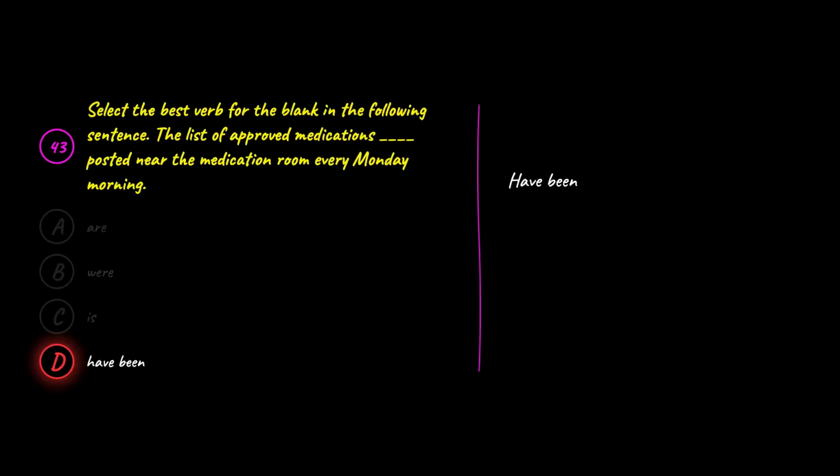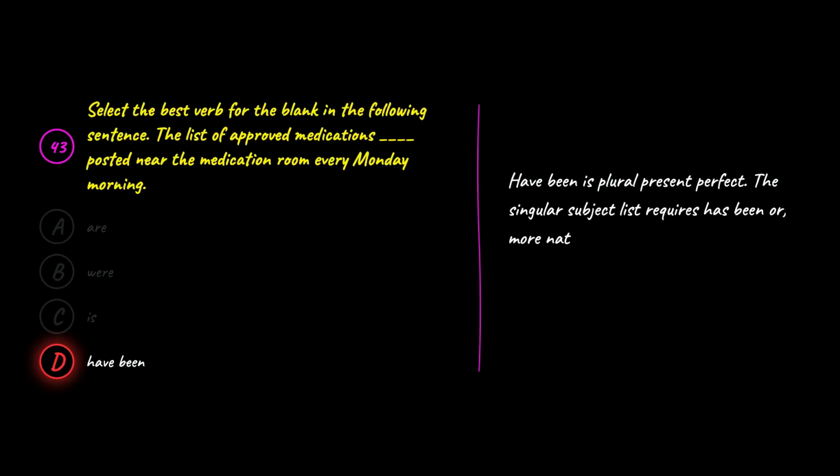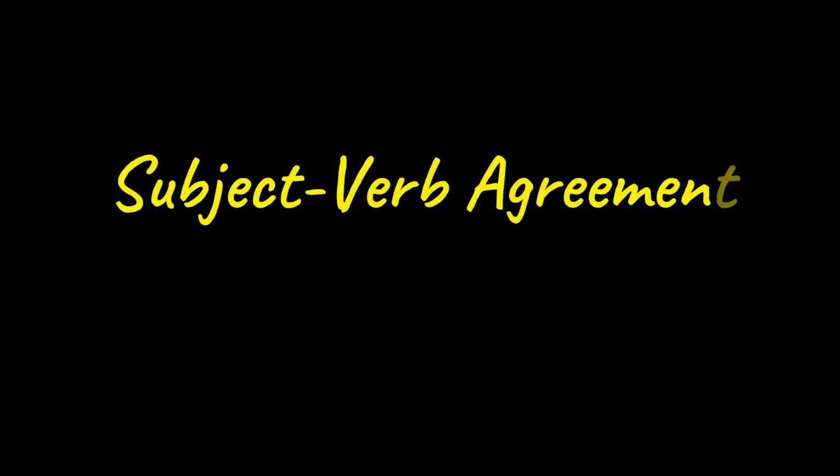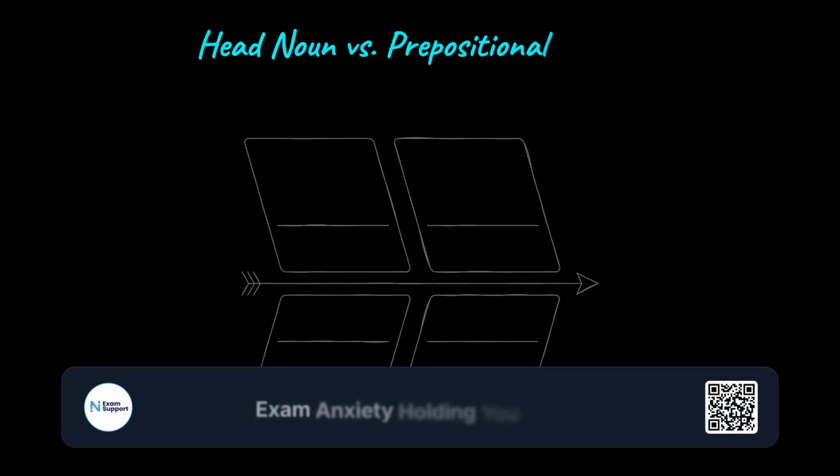D is wrong because have been is plural present perfect. The singular subject list requires has been, or more naturally for this routine, the simple present, is. Repeated weekly actions are typically expressed in the simple present tense form. Subject-verb agreement requires the verb to match its subject in number: singular subject, singular verb; plural subject, plural verb. The trick is identifying the true subject when other words get in the way.